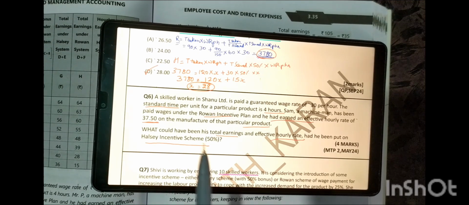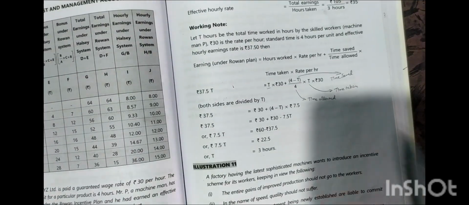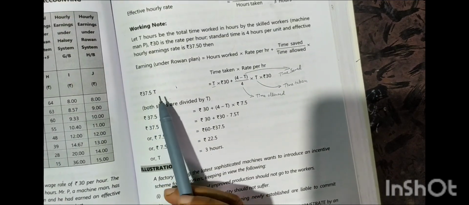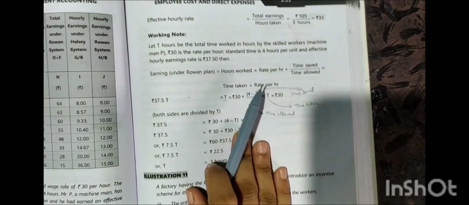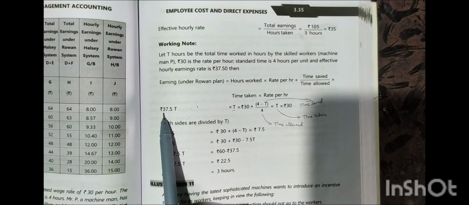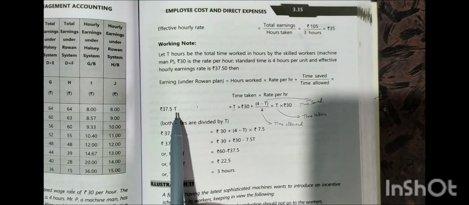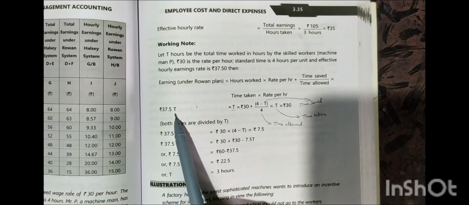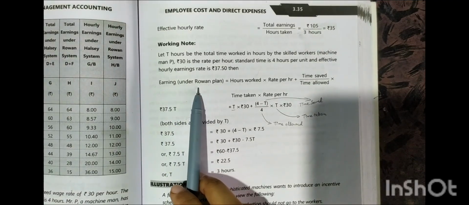This question is from the study material, illustration 10. So now, first we're going to calculate the time taken. What is the time they have actually taken? They have given that the effective wage rate under the Rowan scheme is 37.5 per hour. So 37.5 into whatever time he has taken. For the Rowan scheme, I told you RTA is a memory technique.